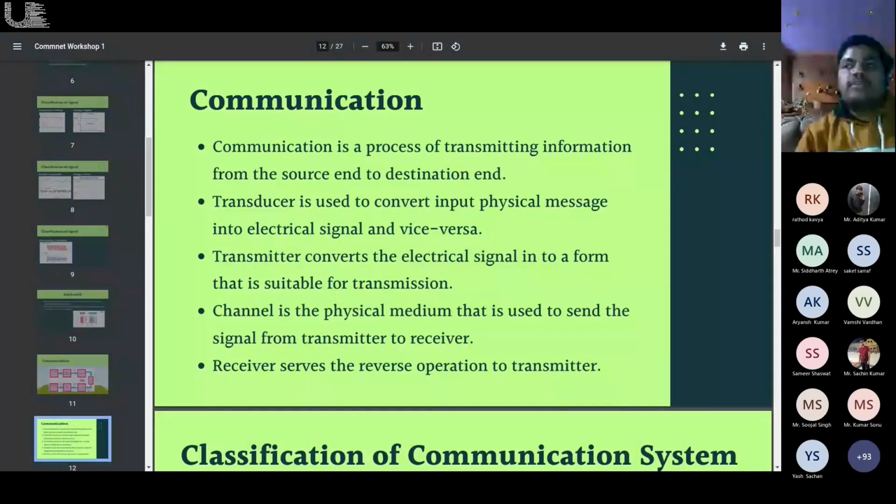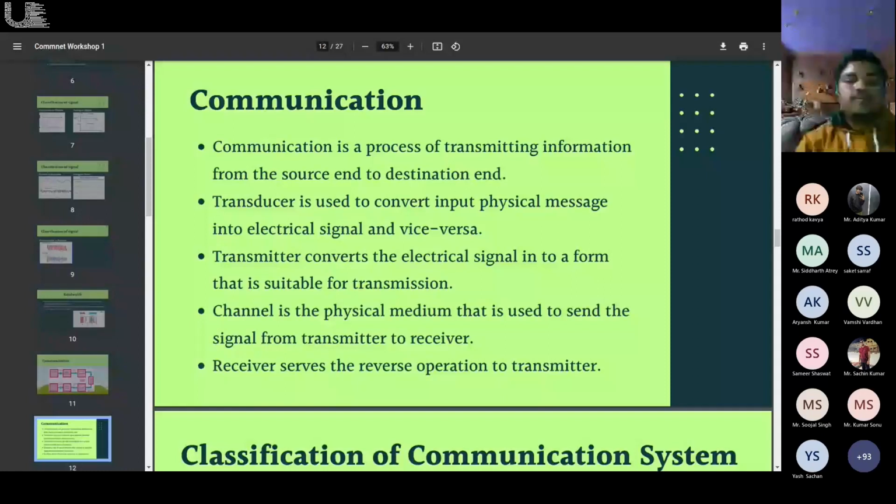Like in your dish TV, what is the average size of the antenna? Is it more than 1 meter? No, less than 1 meter. So we have to modulate the signal so that it has a frequency component such that the antenna can receive those signals, okay.